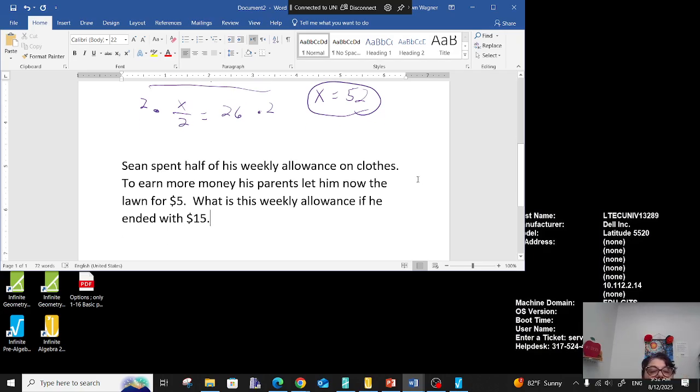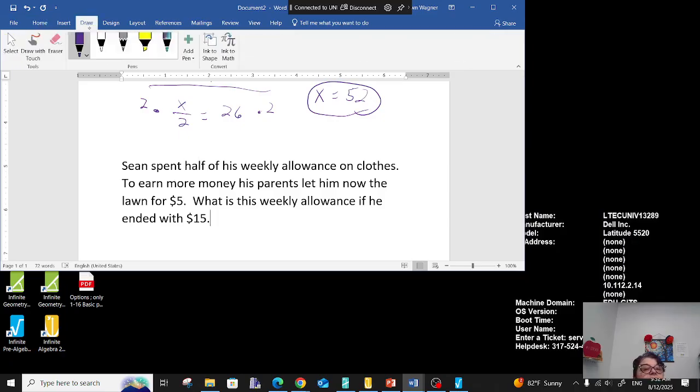So Sean spent half of his weekly allowance on clothes. Again, what did half mean? Half means to do what? Divide by 2. So he has an allowance. I'll use A for allowance. And he divided it by 2. To earn more money, his parents let him now mow the grass for $5.